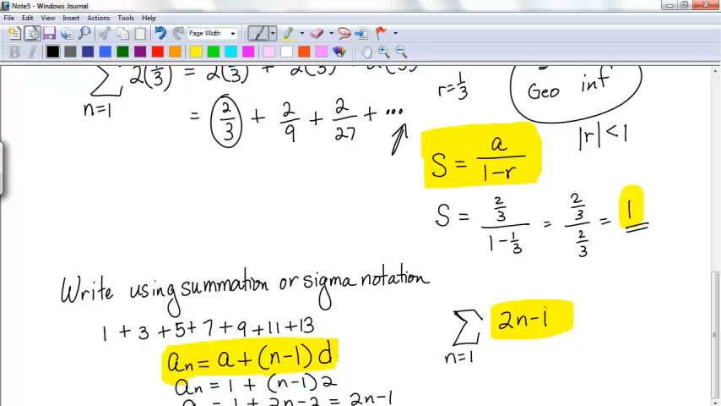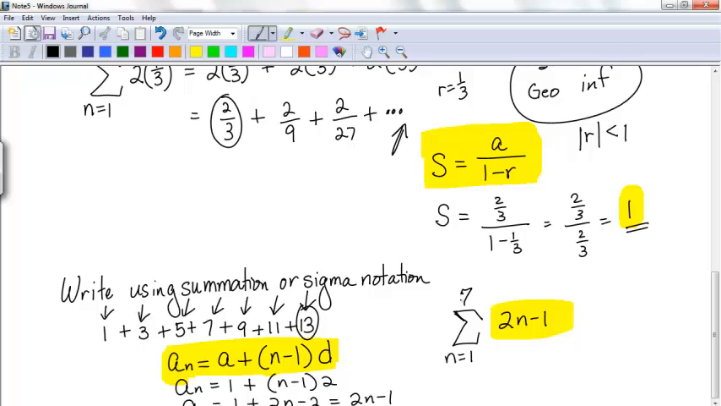Now, if n is 1, does that generate 1? Yeah. If n is 2, does it generate 3? 2 times 2 is 4 minus 1. Yeah. Okay, when does it stop? This one you can probably tell by looking: n is 1, 2, 3, 4, 5, 6. If n is 7, that's where it stops.